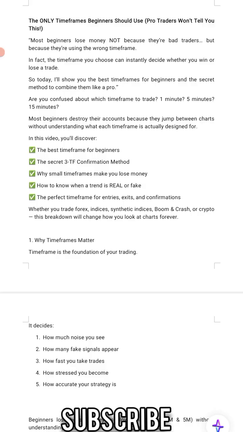Most beginners destroy their account because they jump between charts without understanding what each time frame is actually designed for. In this video, you will discover the best time frame for beginners, the secret 3 time frame confirmation method that I use, why small time frames make you lose money quickly, how to know when a trend is real or fake, the perfect time frame for entry and exit, and the combination of all these time frames.